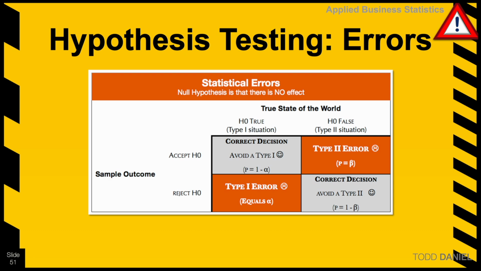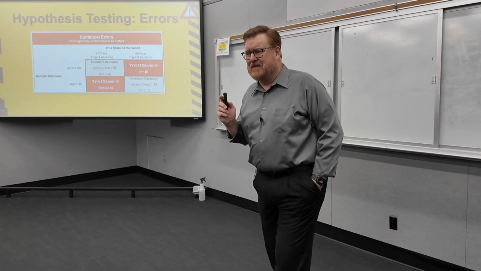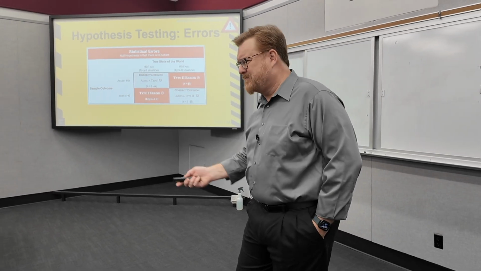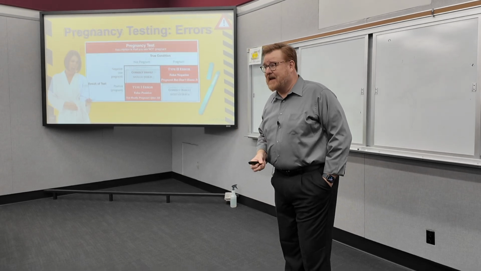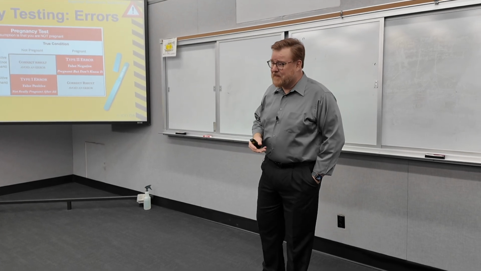But if the null hypothesis is false and you accept it, that's a type 2 error. Well, here's the thing. This is really difficult to follow, because it's rejecting the null, it's difficult. So I came up with, I think, a better way of explaining that. This uses an example of pregnancy testing.